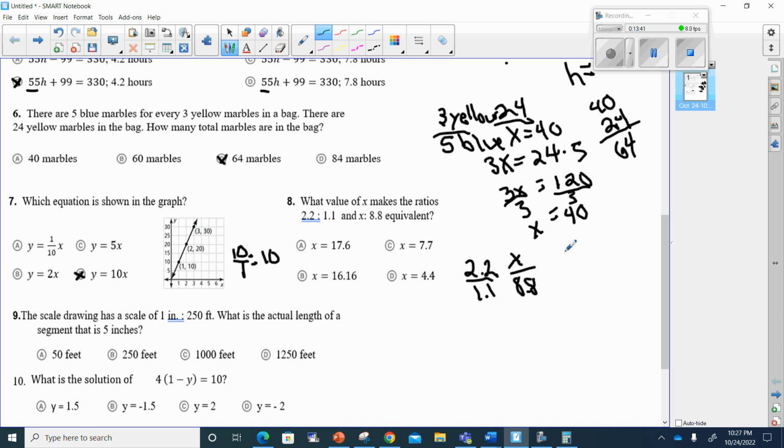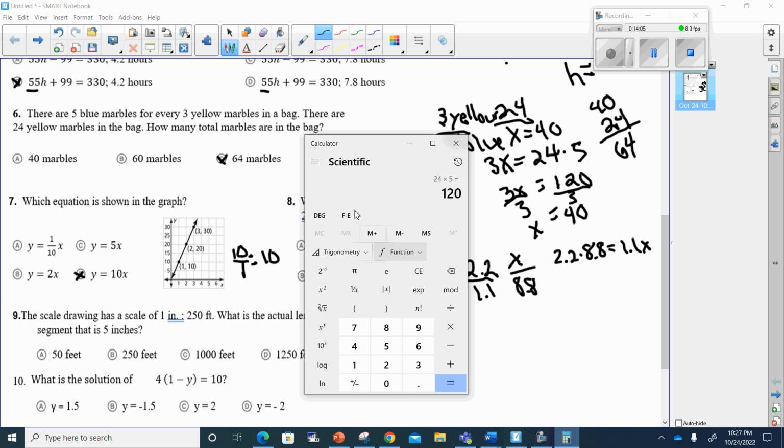So this is going to be 2.2 times 8.8 has to equal 1.1 times x. All right, let's go ahead and do this. I'm going to take my calculator and say what is 2.2 times 8.8. That's going to give me 19.36.